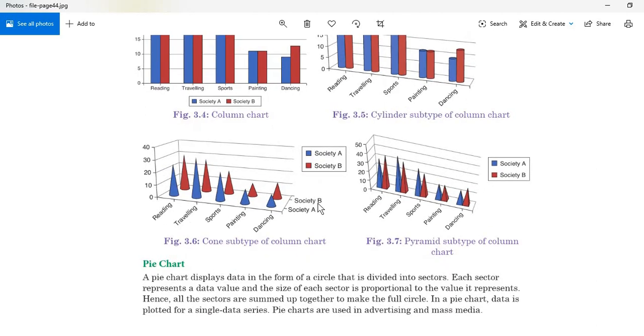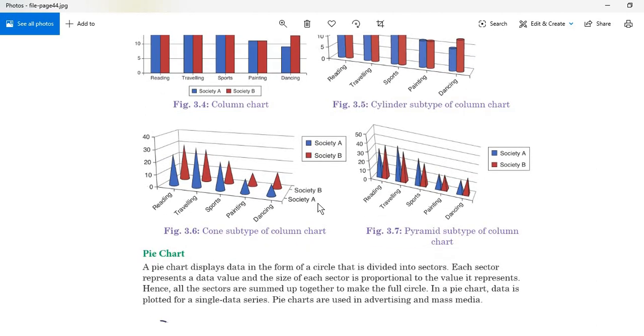Now the next chart is pie chart. The pie chart is a nice looking chart which is not very easy to understand. Now a pie chart displays data in the form of a circle that is divided into sectors. Sector বা division এ ভাগ করা হয়. Each sector represents a data value and the size of each sector is proportional to the value it represents.